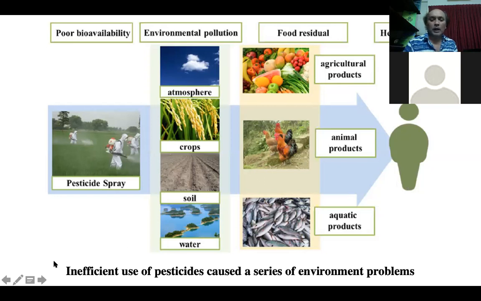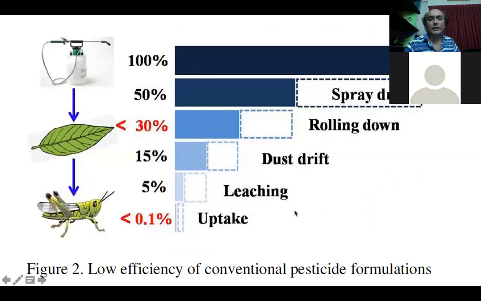So we have to find some alternative, and scientists all over the world are trying to find alternative ways which are safe and do not harm as the synthetic pesticides are doing. So here you can see low efficiency of conventional pesticide formulation.